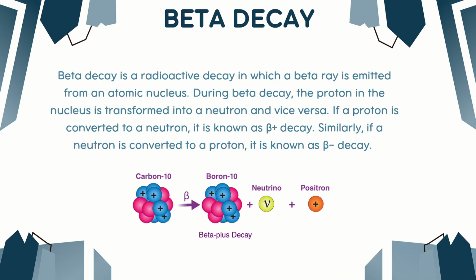Beta decay occurs when a neutron in an unstable nucleus transforms into a proton, emitting a beta particle. There are two types: beta minus decay and beta plus decay. In beta minus decay, a neutron converts into a proton, emitting an electron and an antineutrino. In beta plus decay, a proton converts into a neutron, emitting a positron and a neutrino. Beta decay is important in processes like radioactive dating and medical imaging.